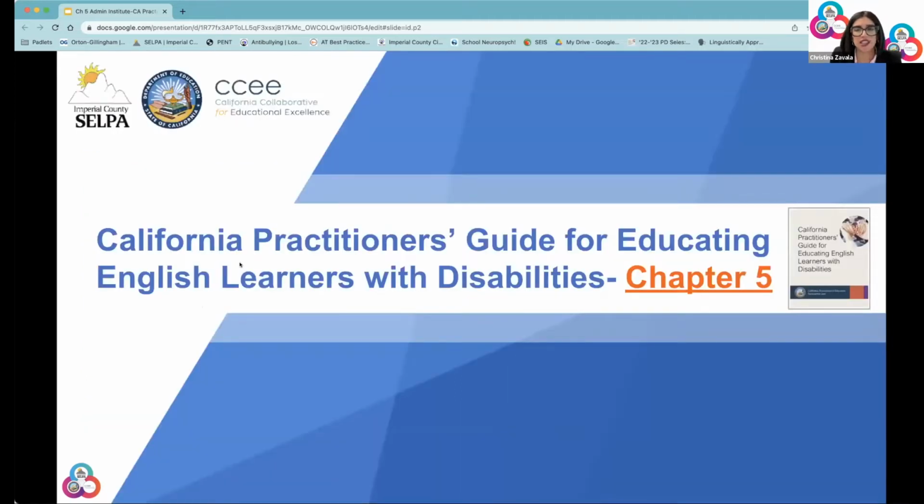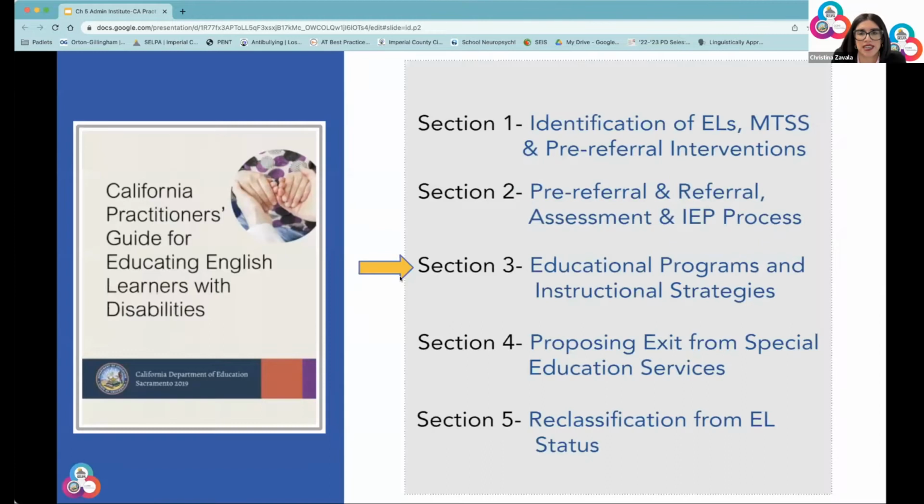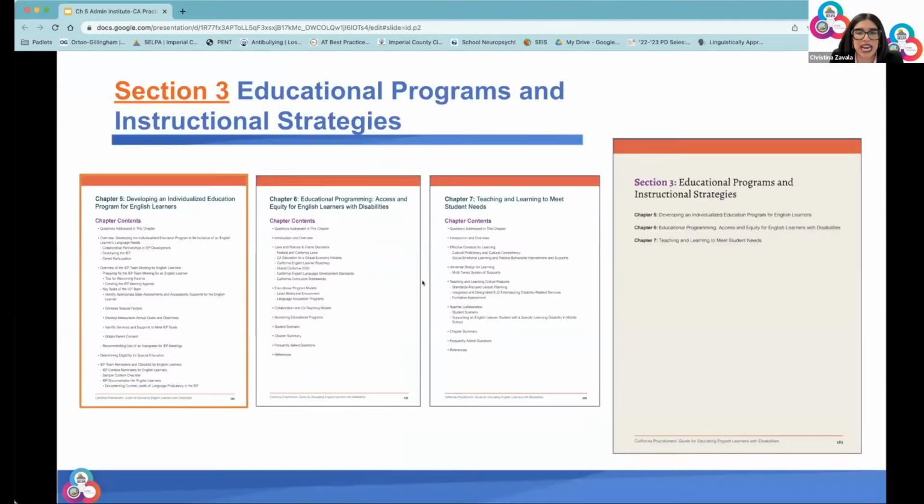So today we are focusing on Chapter 5 of the Practitioner's Guide and all things IEP development. Chapter 5 can be located in Section 3 of the Practitioner's Guide. The Practitioner's Guide really focuses on having various entry points for practitioners, so if you focus on these different elements, it helps give guidance in the area you may be focusing on. Section 3 comprises Chapters 5, 6, and 7. And today, with our short time together, we are focusing on the development of IEPs for English learners.